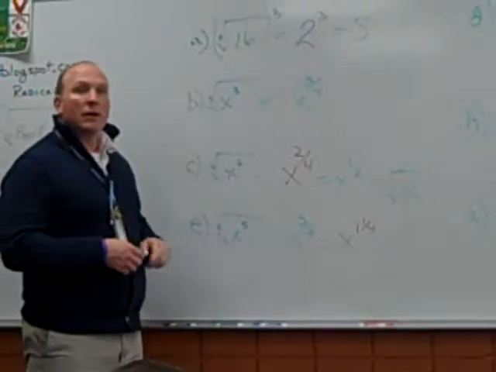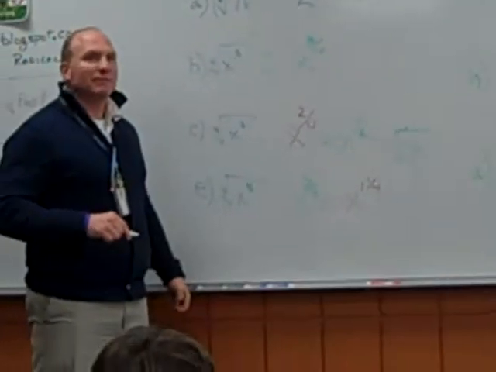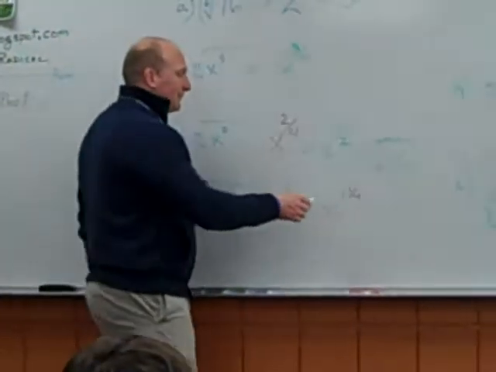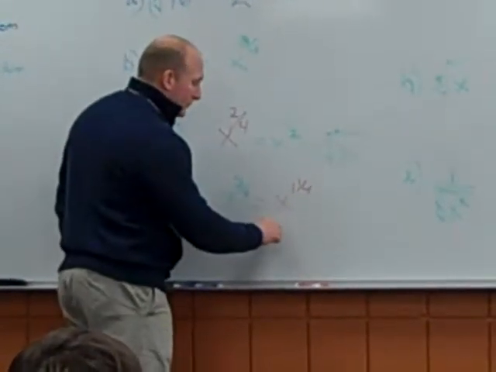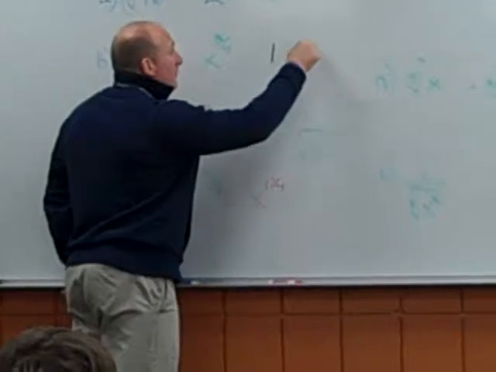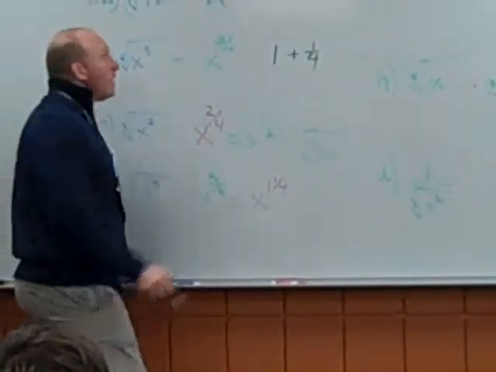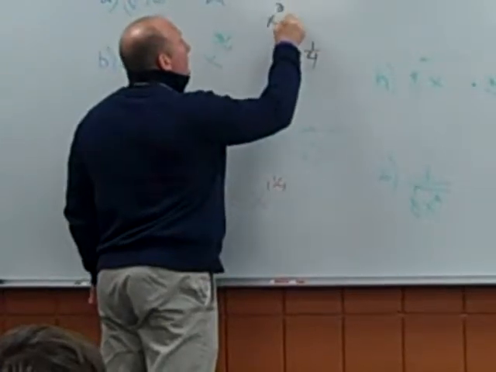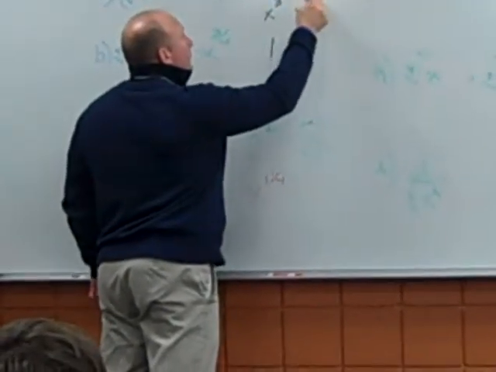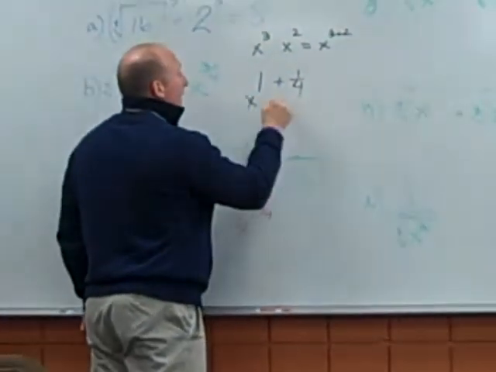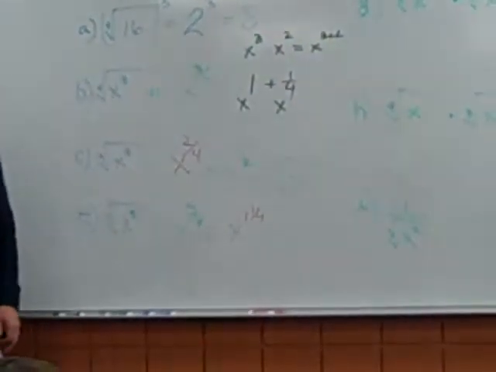I didn't understand it. 30 seconds. What's 1 + 1/4? 1 1/4. Yeah. What if I had x to the third times x to the second? What would I do with those two? It would be those two added together. So really, I could do that, can't I? Oh, yeah.